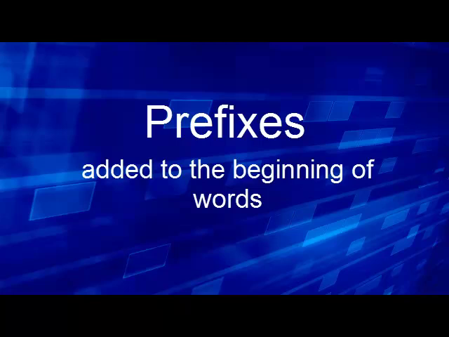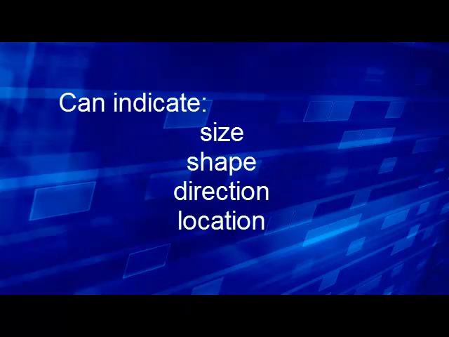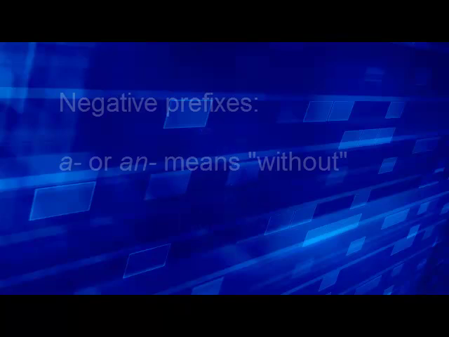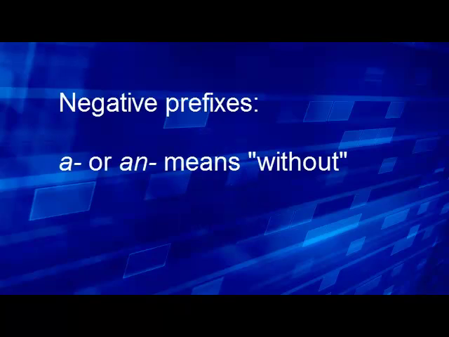So prefixes, we can tell a lot of different things with prefixes. We can tell how big something is, its shape, its direction, its location. We can make a word a negative. If we put a or an in front of a word, you should write that down. A or an in front of a word, it means without.